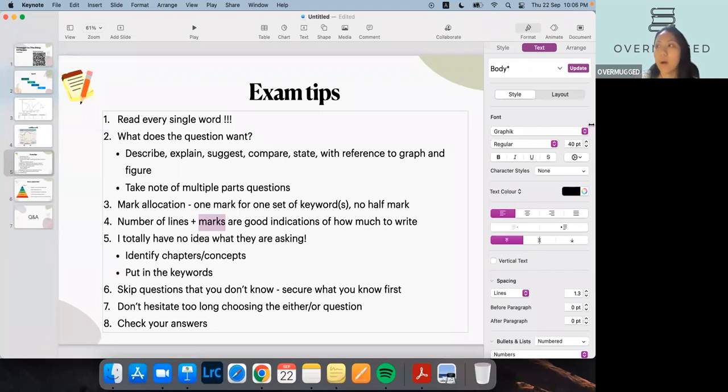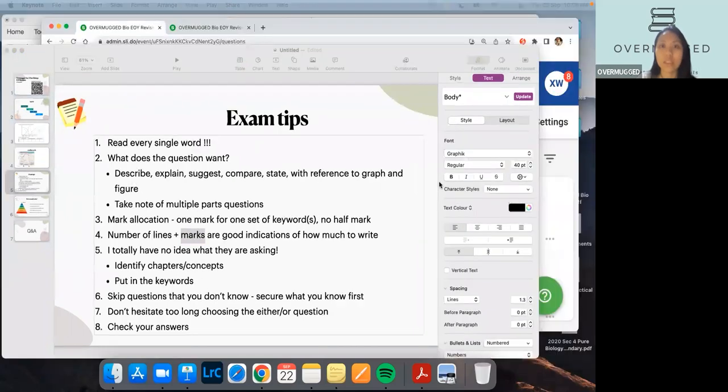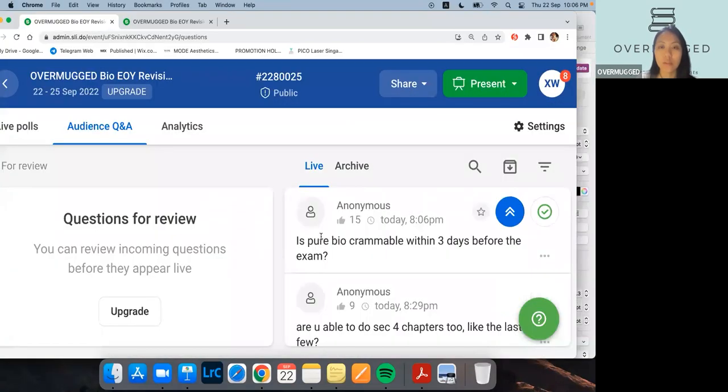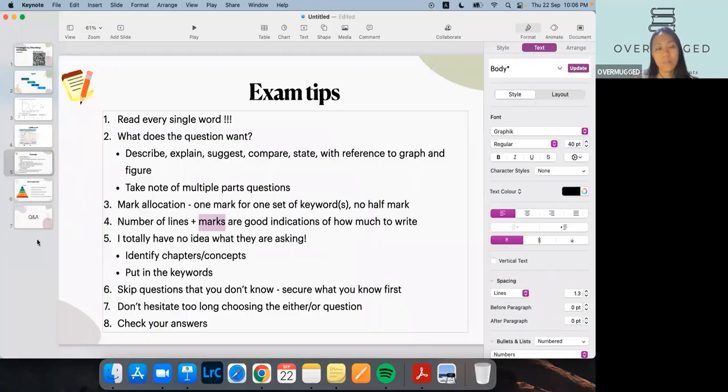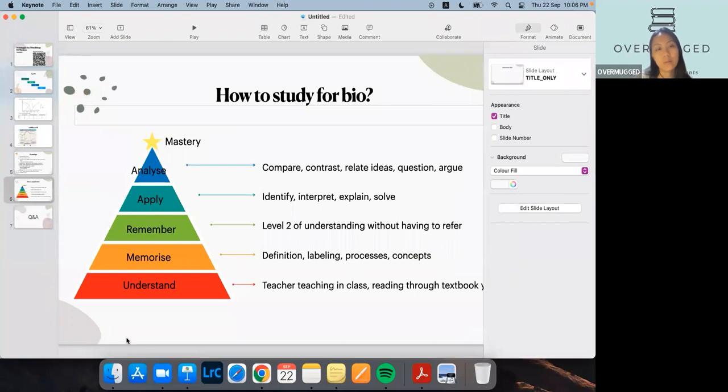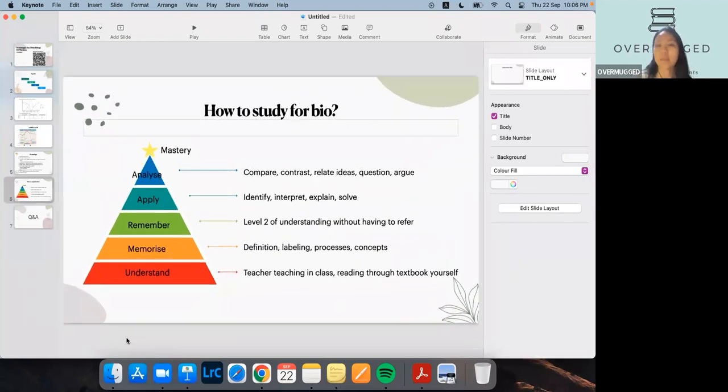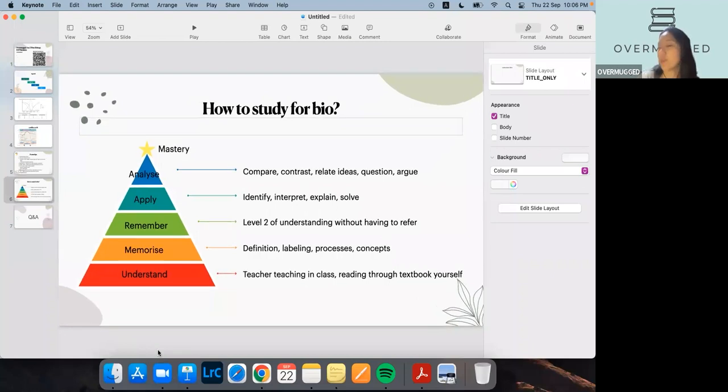And there is this question, the first question: is pure bio crammable within 3 days before the exam? It depends on your ability to cram, I guess. I was very good at cramming content last time, but it doesn't work in the long run.